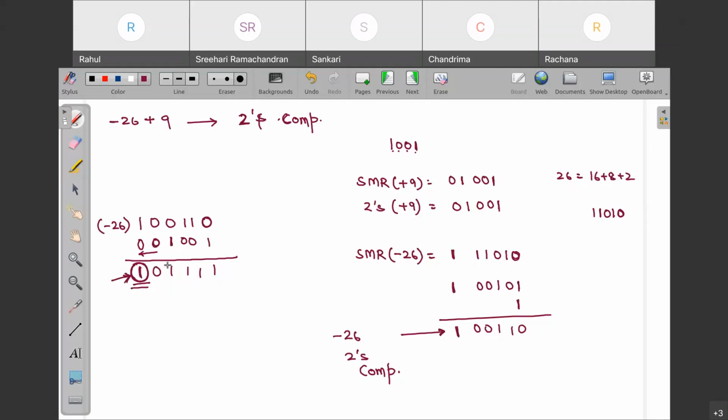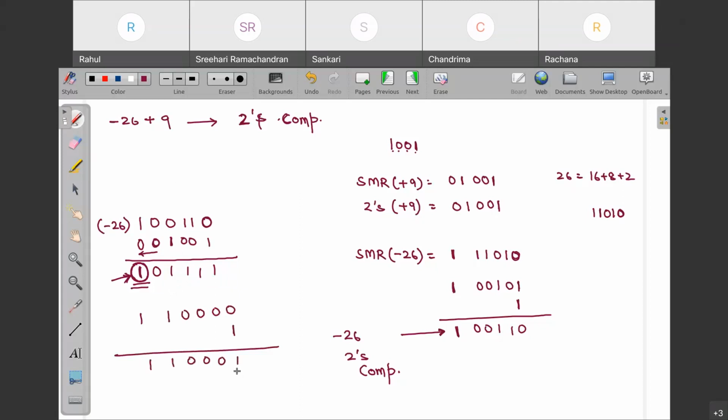So if I want to get the original number back, I need to take 1's complement once again. So this will be 1 1 0 0 0 0. Now this is 1's complement. Add 1 one more time. So this will be 1 0 0 0 1 1.